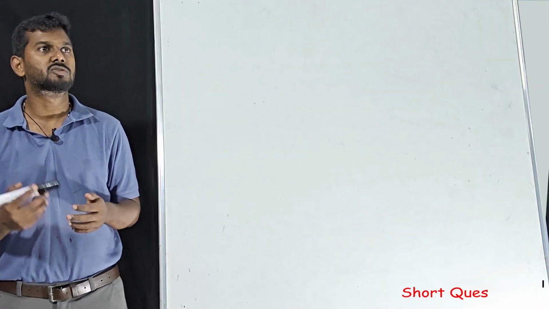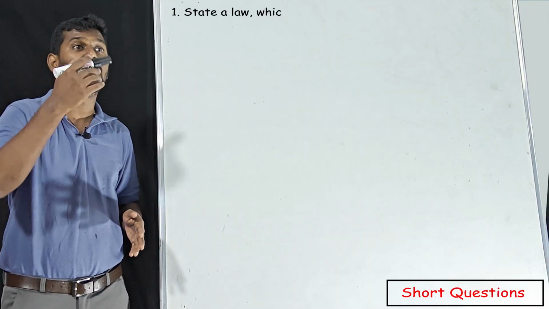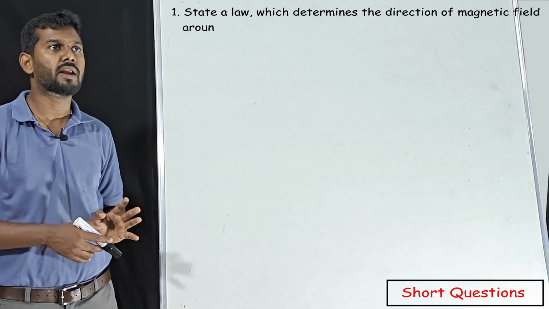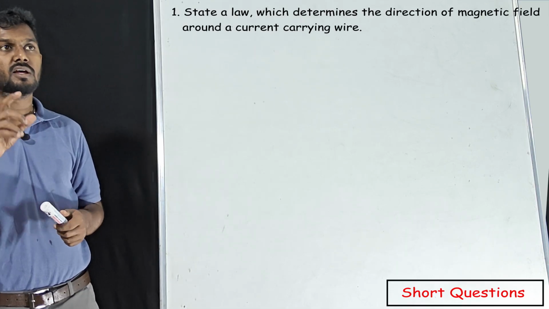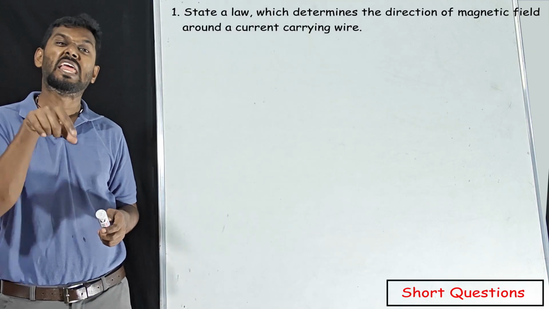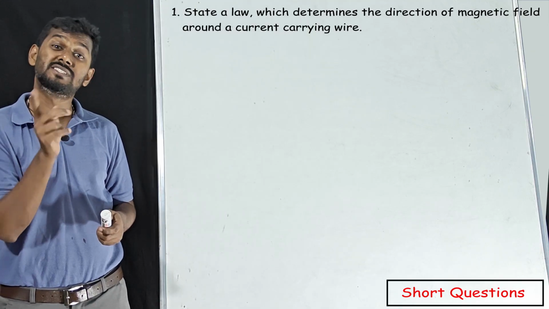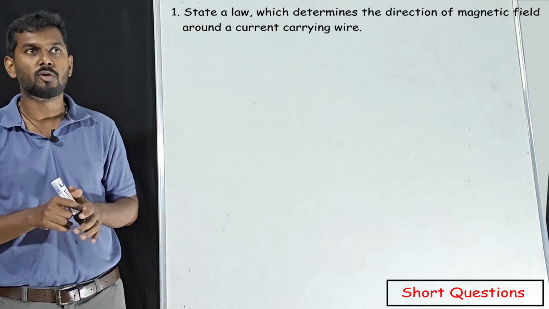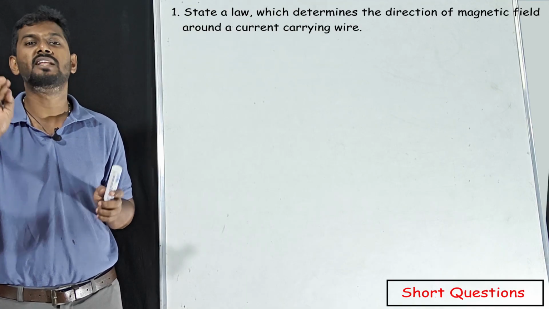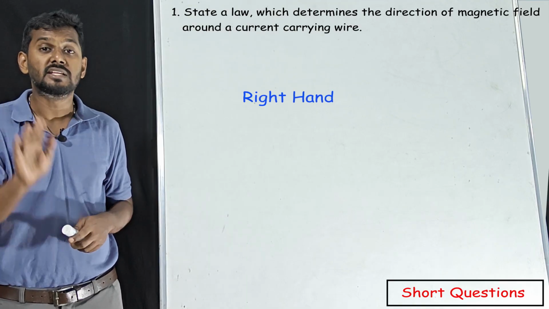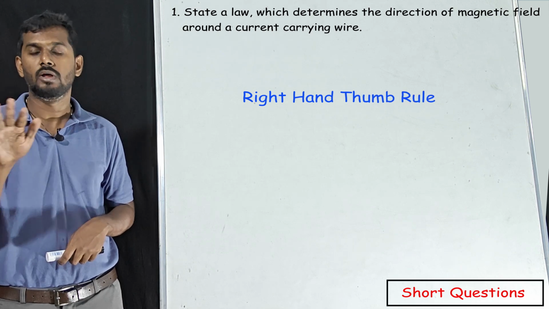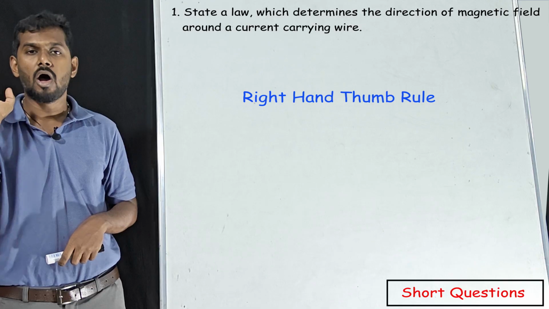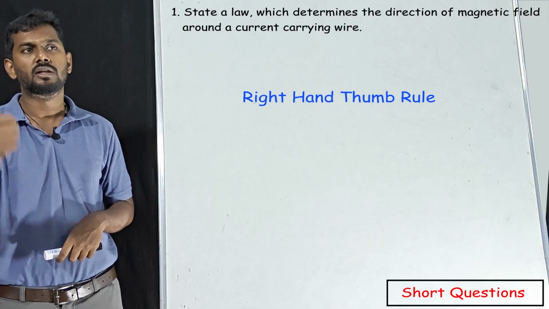That's it. Our next question: state a law which determines the direction of magnetic field around a current carrying wire. Here they are not just asking you to name it, they are asking you to state it. State means define it. So which law are we talking about? Whenever we talk about finding the direction of magnetic field, it is always the right hand thumb rule, nothing else.